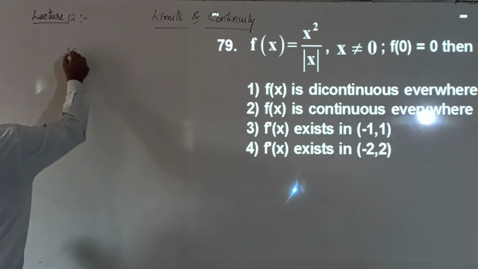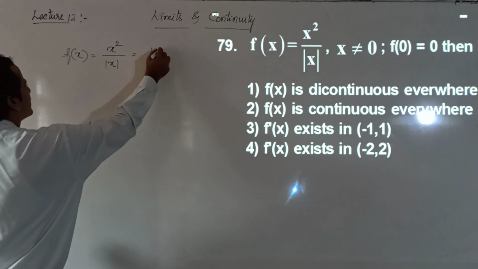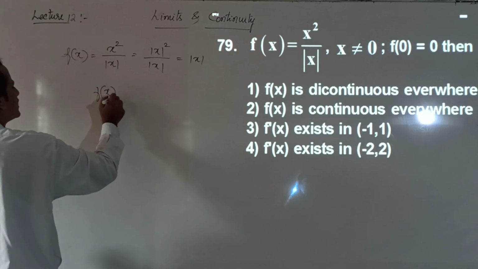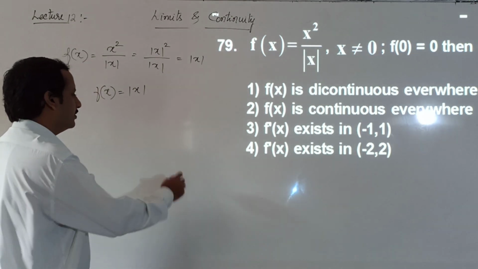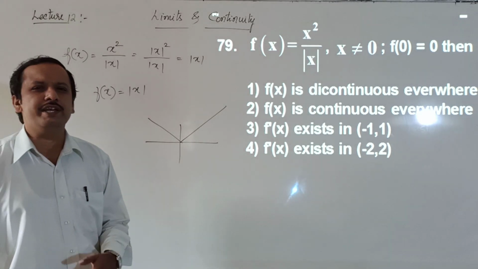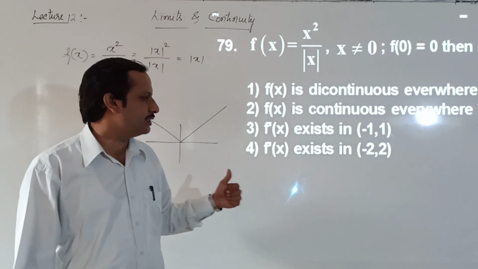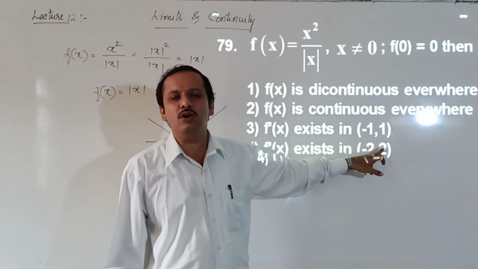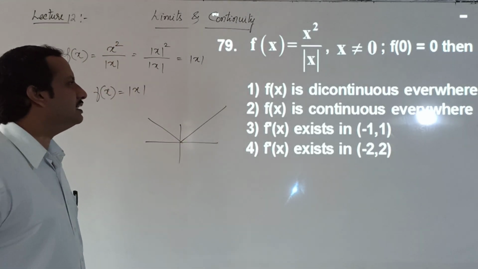I'll rewrite the given function in this way. f of x equal to x square by mod x. I can write x square as mod x whole square divided by mod x. That's equal to mod x. So we are left with f of x equal to mod x. You know the graph also. Where is it continuous? It is continuous everywhere. Where is it not differentiable? At 0, it is not differentiable. And 0 is present in these two intervals. So if you write f dash of x exists in this interval, you are wrong, because at 0 it is not differentiable. So the answer is f of x is continuous everywhere, which is the second option.